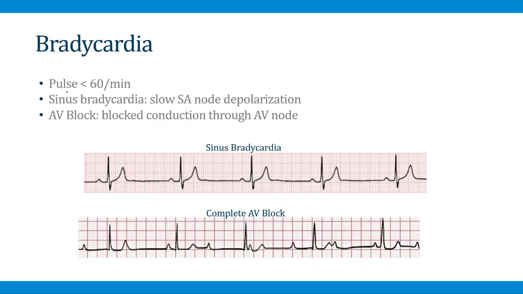The definition of bradycardia is a pulse less than 60 beats per minute. A normal heart rate is 60 to 100, so below 60 is slow and therefore that is bradycardic. And there are two ways that you can develop a bradycardic pulse.